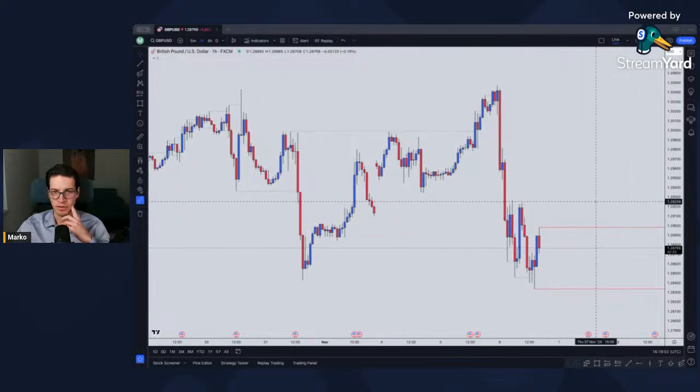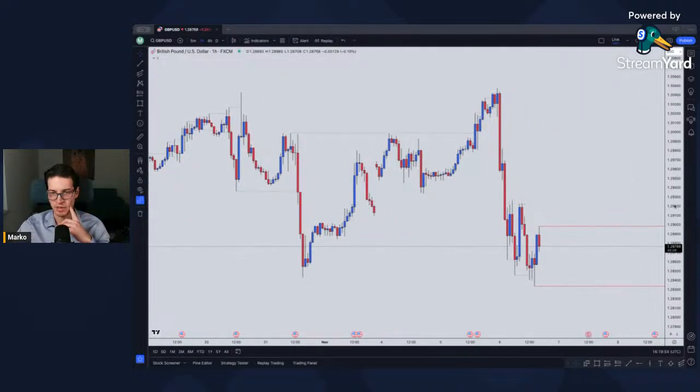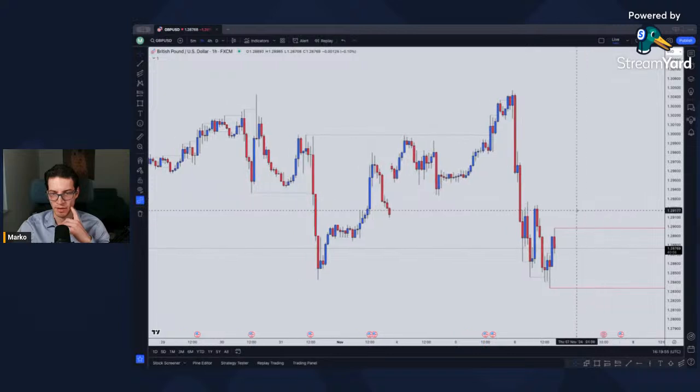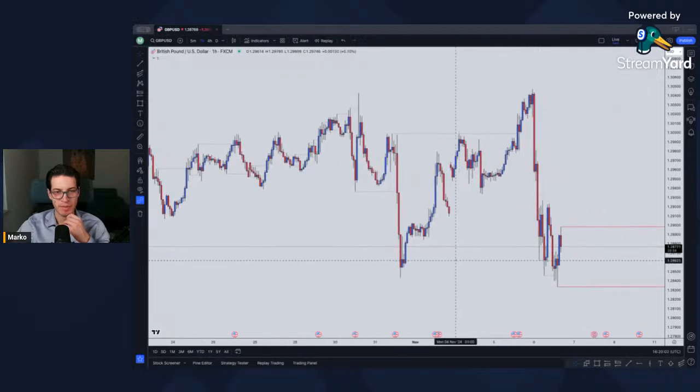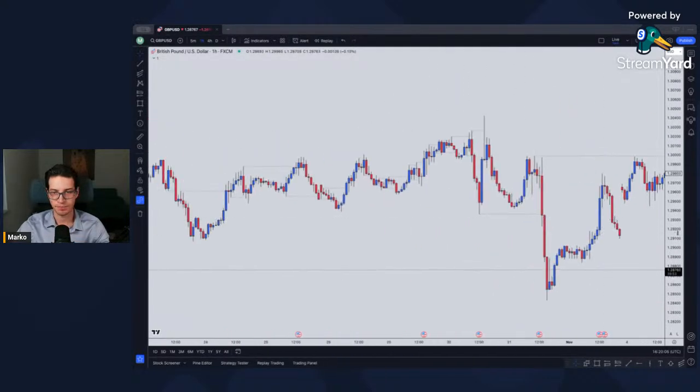Pound US dollar looking interesting right now. Yeah, this is very interesting. Let me first comment, did I take any trades last week? No, but I was definitely looking at the pound.